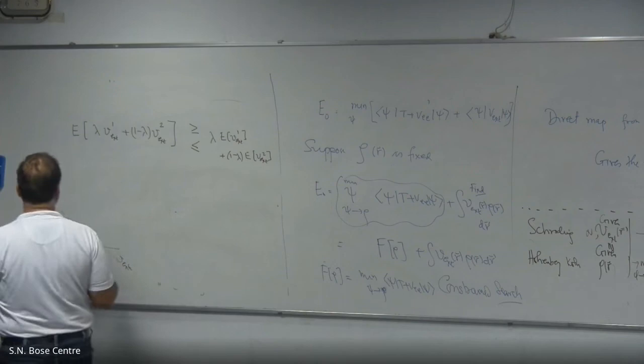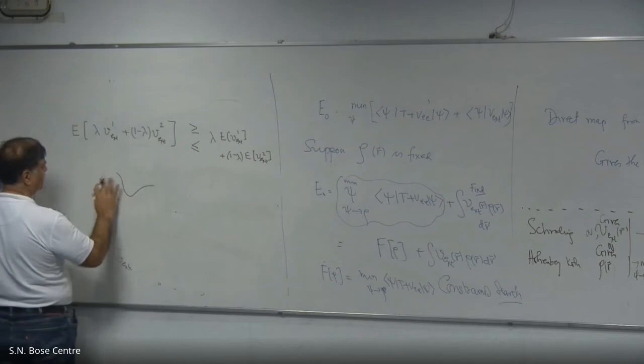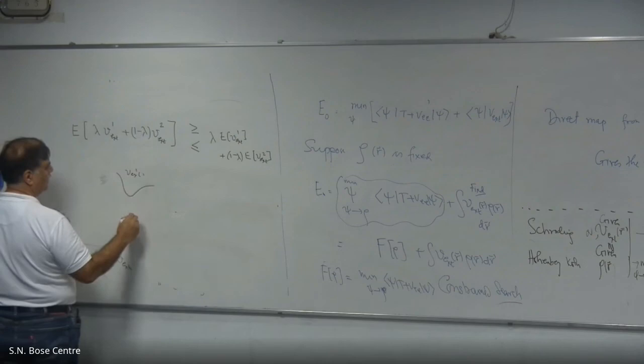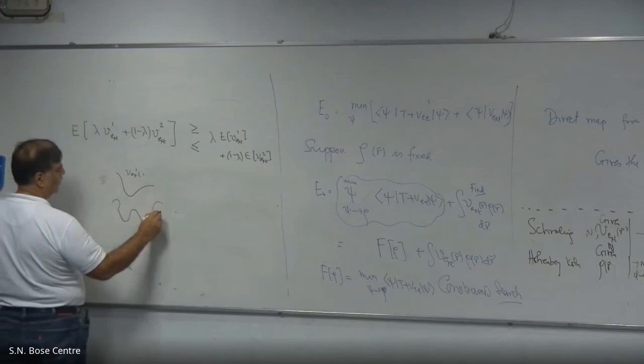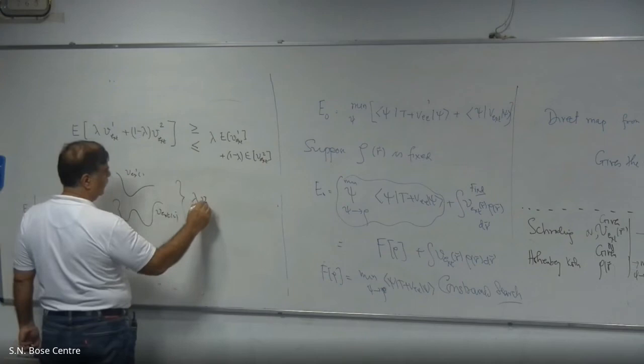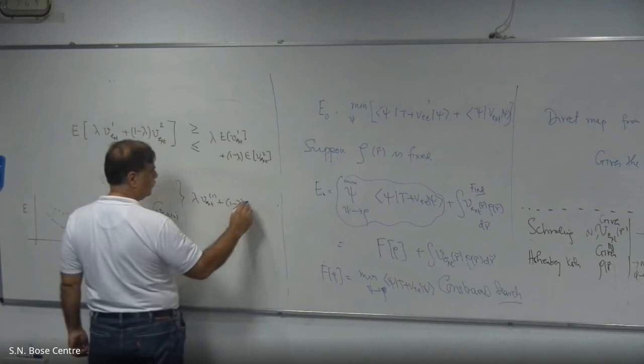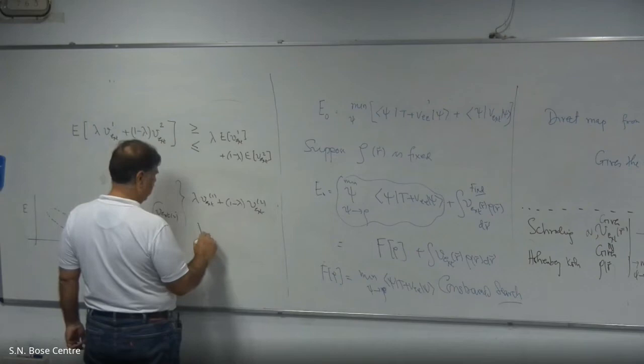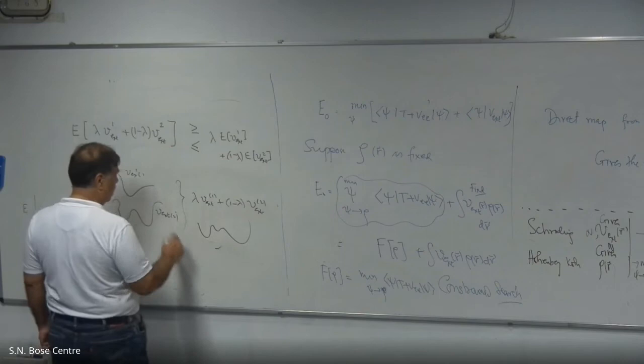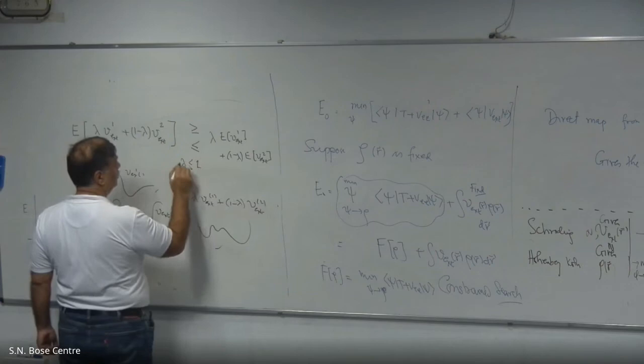I have, say, one potential like this. Let's say this is V external 1. Another potential, maybe somewhere else, two dips, V external 2. And then I make a third potential by taking lambda V external 1 plus 1 minus lambda V external 2. This will be something like one dip here, then dip here, and then dip here. I solve for the energy here, lambda is between 1 and 0.